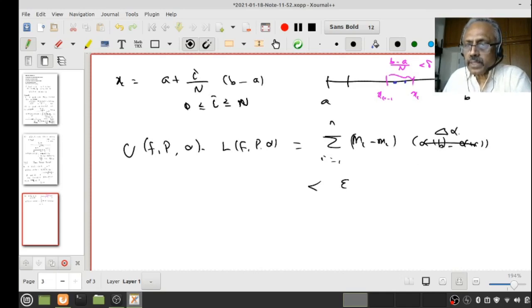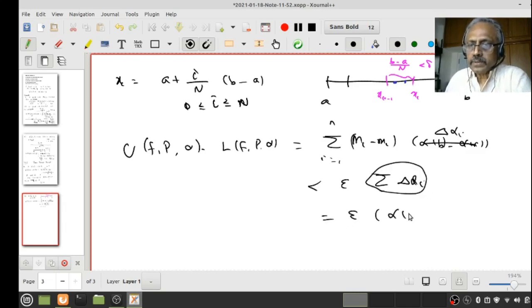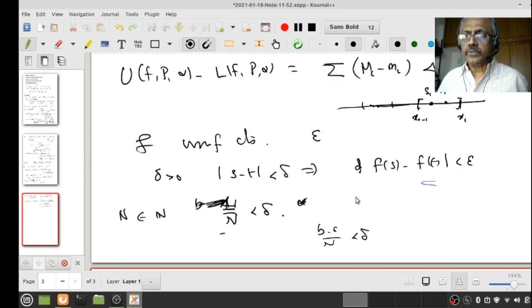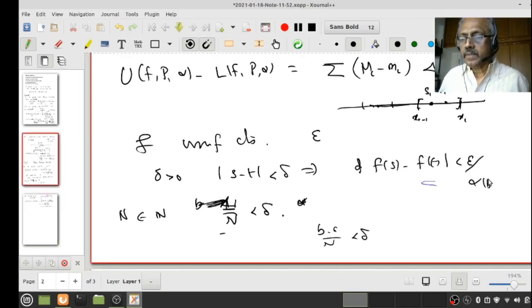okay, this is alpha, sorry, delta alpha a. Summation delta alpha a. But we know this is epsilon times alpha b minus alpha a. So if you wanted here to be pure epsilon, what would you have done? By uniform continuity, you would choose delta so that this is less than epsilon over alpha b minus alpha a.